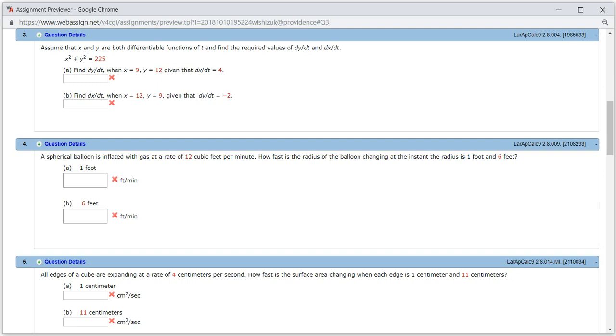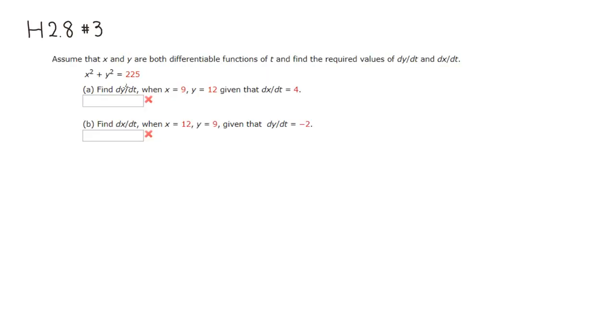Alright, let's look at homework 2.8, problem number 3. So we have this equation given, and for part A, we want to find dy over dt, and when x equals 9, y equals 12, and dx over dt is equal to 4.